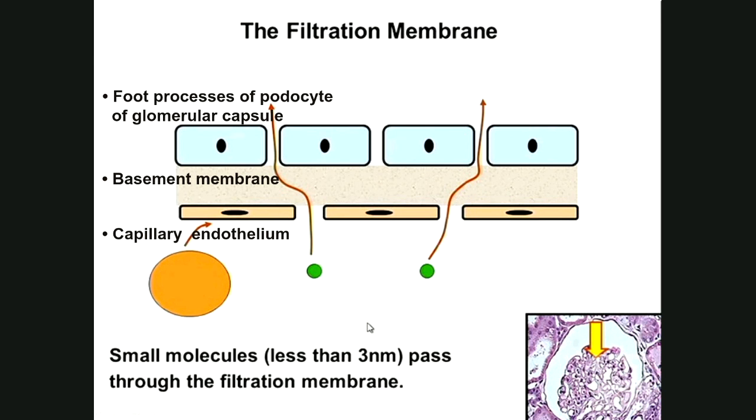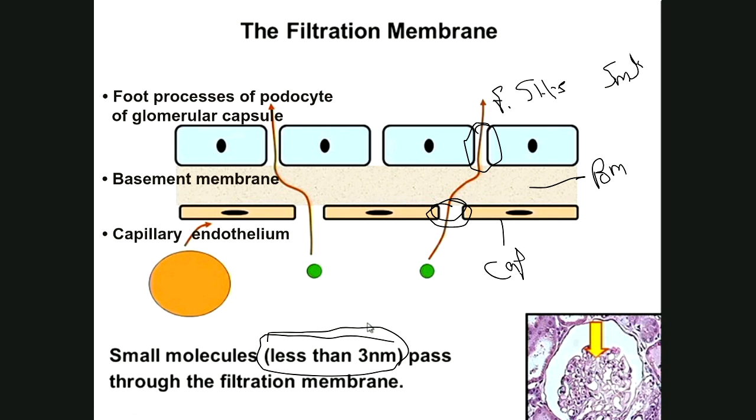So if we look at it, here's our capillary, and those are the biggest holes right there. There's the basement membrane, and it has medium-sized holes. And then here are those filtration slits, and they're the smallest holes. Well, this is how big the smallest holes are. They're about 3 nanometers, which means that anything smaller than 3 nanometers can pass through, but anything bigger cannot.